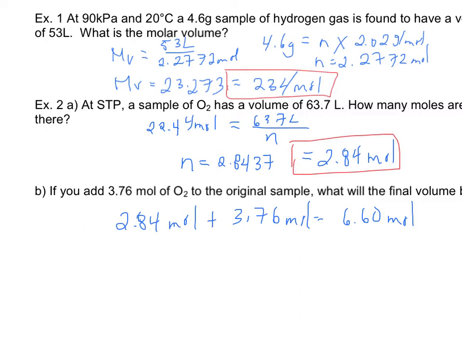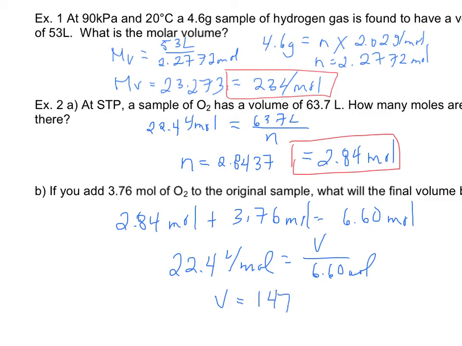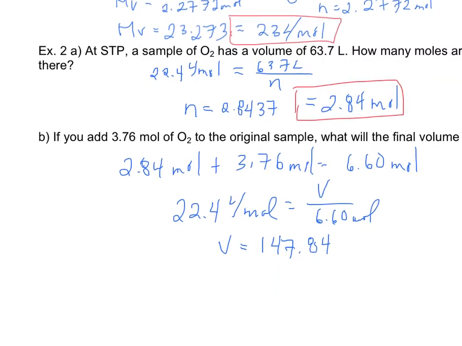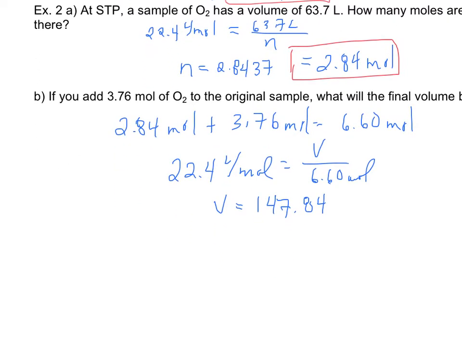But because I know I'm at STP, I like to use Avogadro's molar volume shortcut. I know the molar volume is going to be 22.4 liters per mole. If I want to know the volume of my sample, all I'm going to do is take 22.4 and times it by 6.60 moles. That gives me 147.84 liters, but I can only keep 3 sig digs in my answer, so I'll round that to 148.